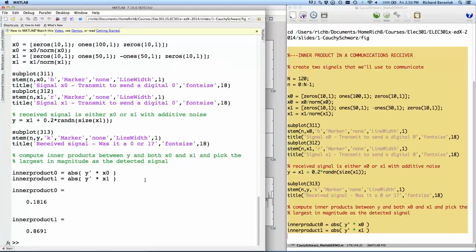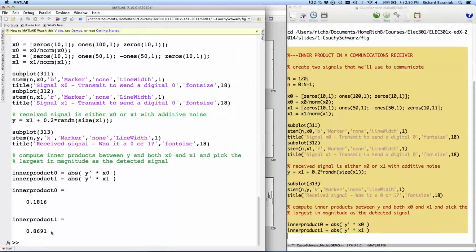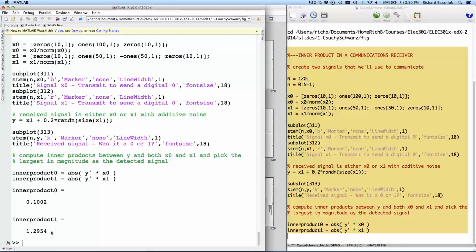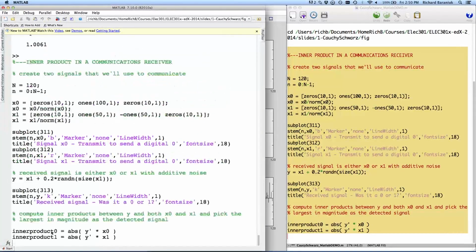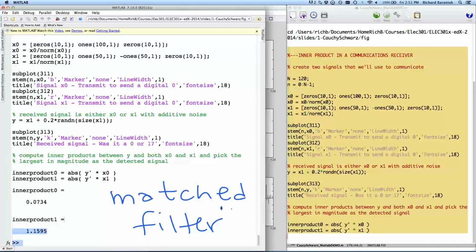So there we go. And we see we have a slightly smaller value, but still the 0 bit, rather the 1 bit, is always winning out over the 0 bit, which means we can have quite a reliable communication using this technique. And just by way of wrapping up, we'll come back to this later, but this idea is called the matched filter. Okay, let's go back to the development.